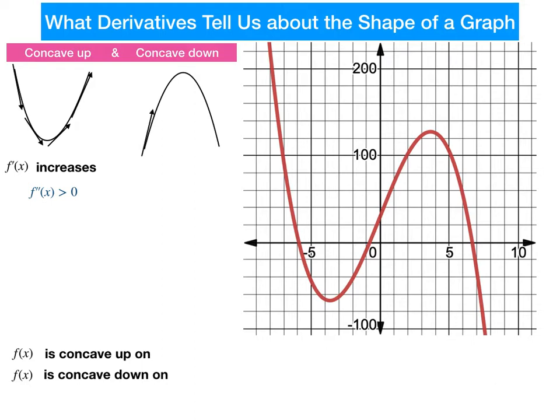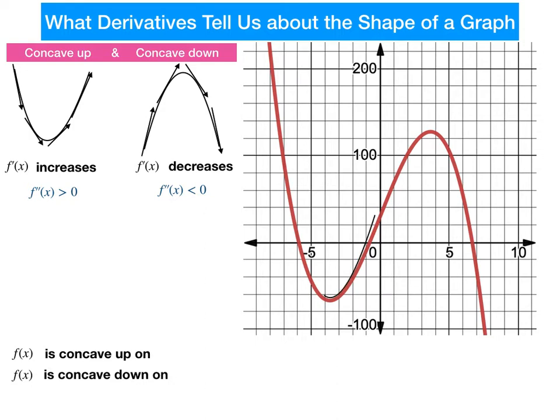And here is a concave down curve. And again, if you sketch some of the tangent lines along this curve from left to right, the slopes of these tangent lines decrease, meaning the first derivative decreases and the second derivative is negative. So if you look at a concave down curve of a function f of x, the first derivative decreases and the second derivative is negative.